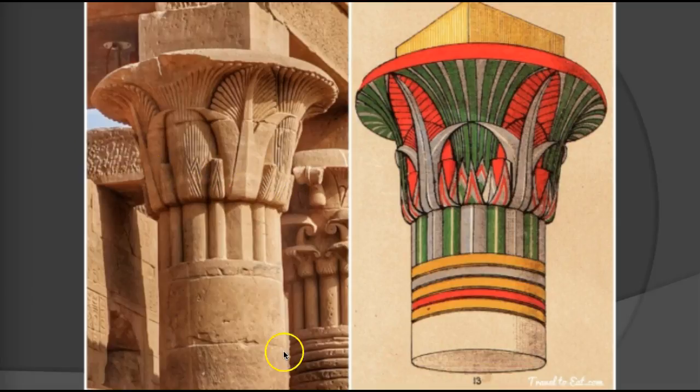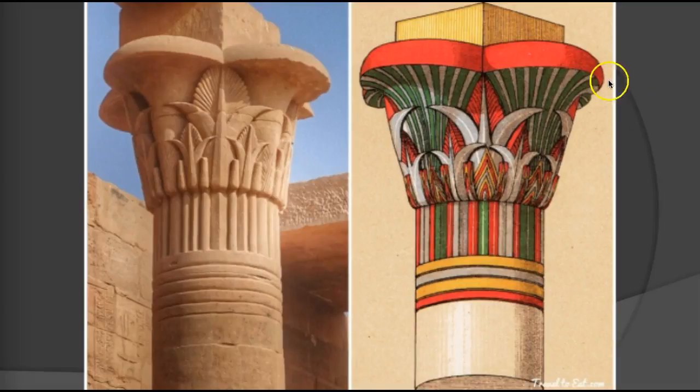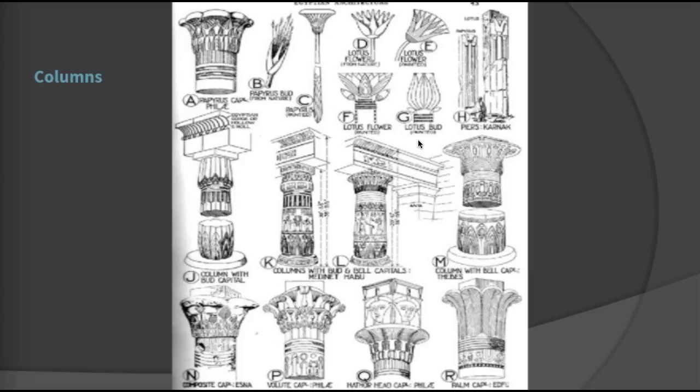So base of the capital, not base of the column. So we have the closed lotuses here and the open lotuses here. And then we have this sort of palm leaf structure here. So this is a sort of combo of both of those. This is another combo of the same thing, it's just slightly different. So it would have been painted for these vertical lines here with the papyrus. And then down here we have these sort of lotus bud representations.